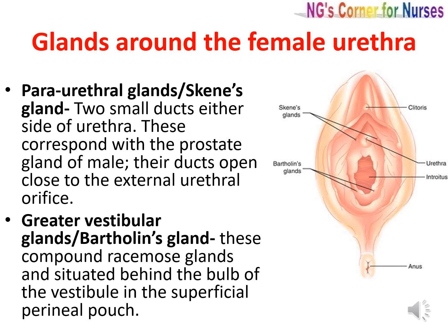Next are the greater vestibular glands, that is, the Bartholin's glands. These are compound racemose glands. Racemose means made up of numerous small clustered sacs, similar to the structure of a bunch of grapes. These are situated behind the bulb of the vestibule in the superficial perineal pouch. Both glands secrete mucus and lubricate the vagina during sexual arousal.